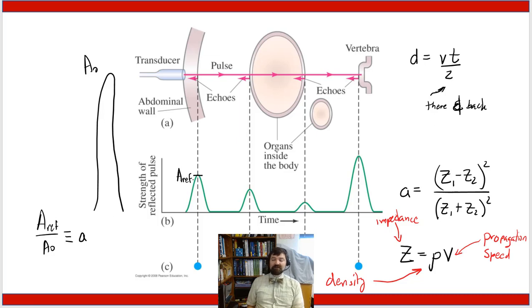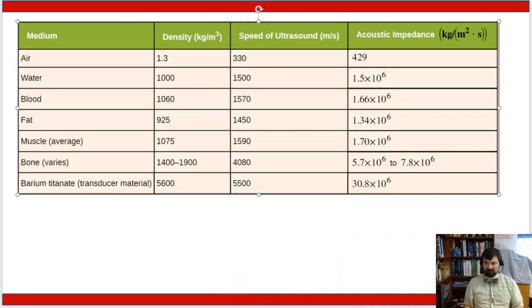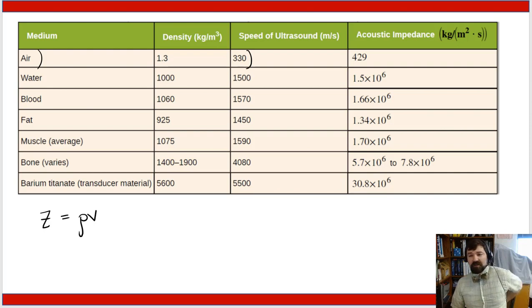All right, so basically you would then pull up a chart like this, and again, Z is rho times V. You'd pull up a little chart that tells you different densities of material, and then what the expected speed of the ultrasound is, again bearing in mind that for something like air, this right here is going to depend upon temperature. And then you may even know what the acoustic impedance is.